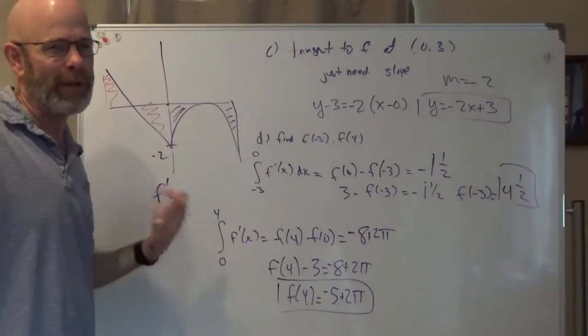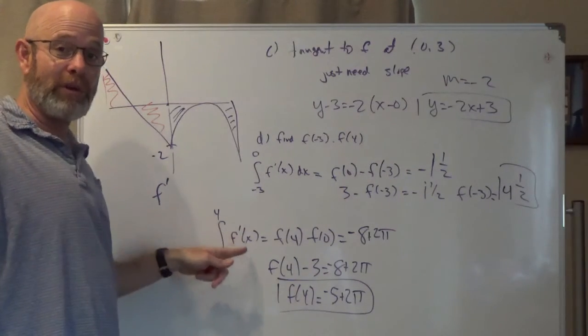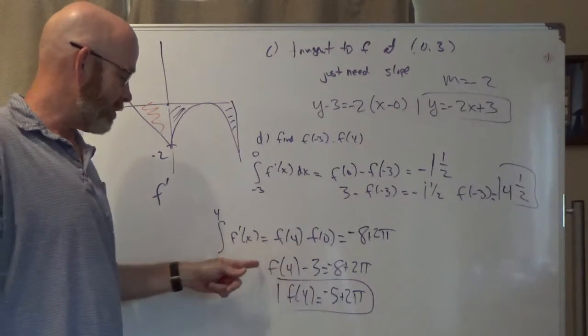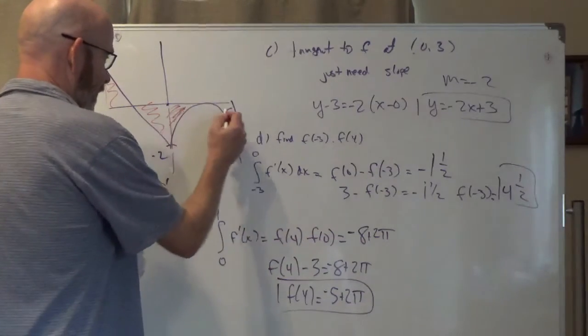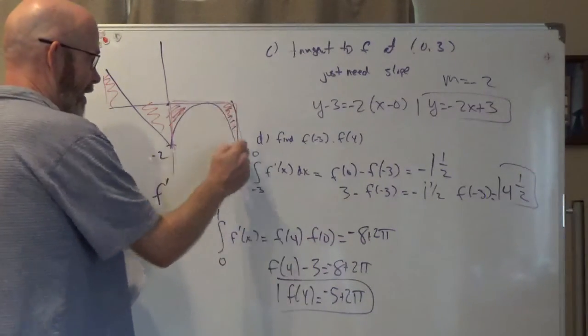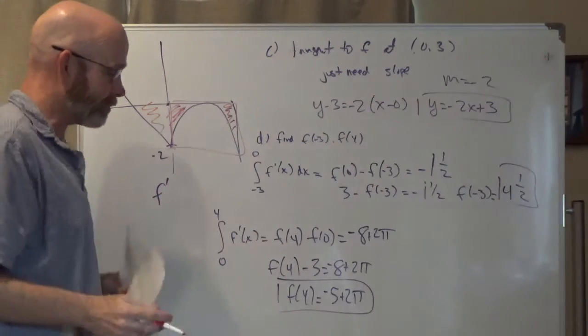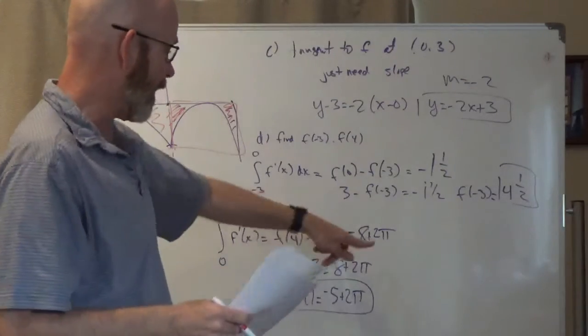And the same thing on the other one. It's the same exact problem. Not quite sure why they ask you twice. This time I'm just going to integrate from 0 to 4 of f prime. It's going to give me f of 4 minus f of 0. So I got to find this area. It's that area and that area. It's a rectangle, 4 by 2, so 8 units. And then a semicircle with a radius of 2, so it's 4 pi, half of that is 2 pi.